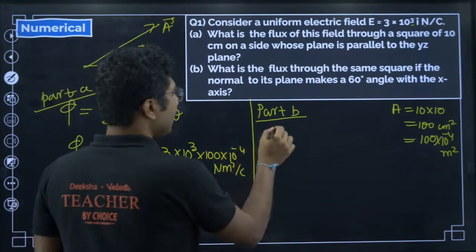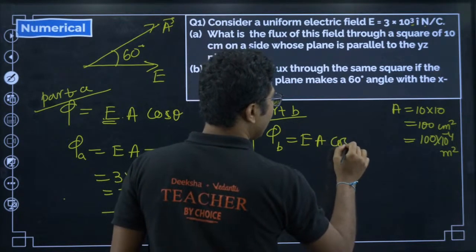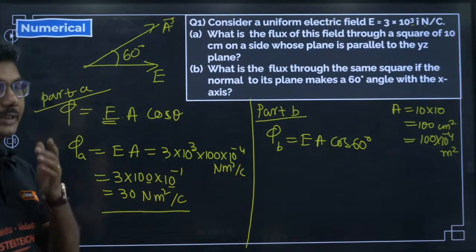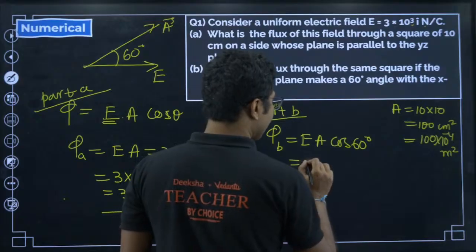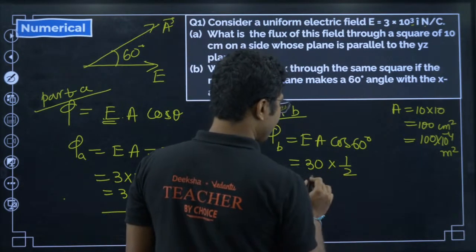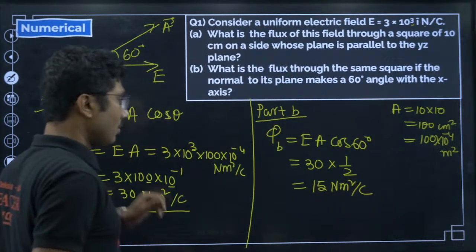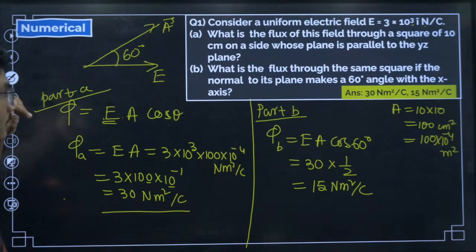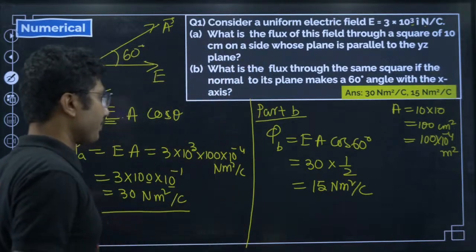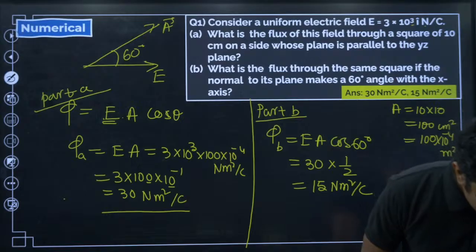Again same formula, only thing is you cannot ignore the cos theta here, you have to add cos 60 degree into this equation. Now, E dot A we have already calculated 30. What is cos 60? Cos 60 is half. So, it will be 15 Newton meter square per coulomb. Okay. So, as you can see, the answer is 30 Newton meter square per coulomb and 15 Newton meter square per coulomb. Easy question, not difficult, but this type of question is very common.